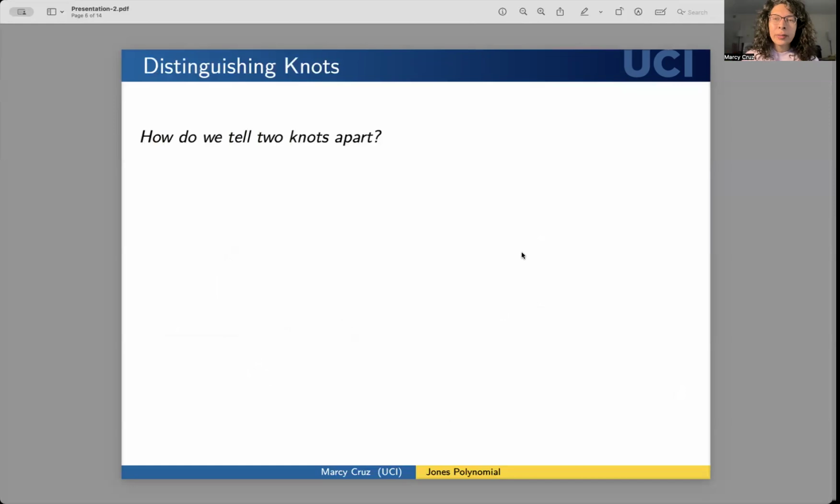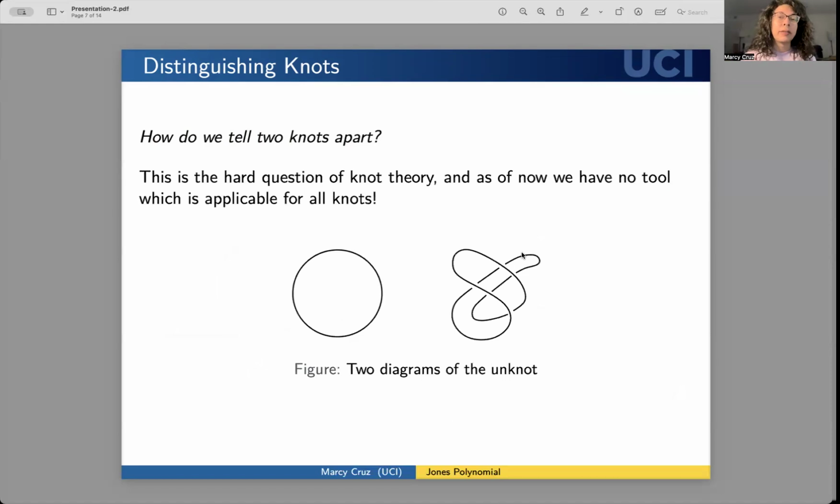So to return to the question of how we distinguish knots, this is the hard question of knot theory. Right now, there is no universal tool that applies to all knots that can always key us into when two knots are different. And it really is a difficult question. For simple knots, it's easy enough to just brute force it and check. As with this example here, we have two representations of the unknot. They look very different, a circle versus this kind of twisted up curve.